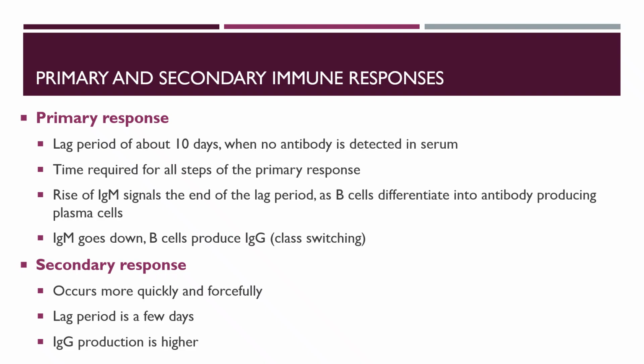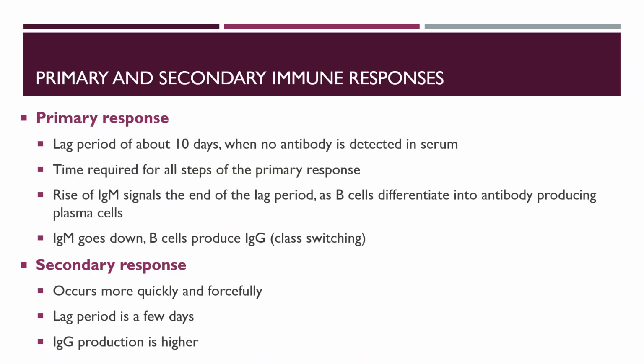There's a rise in the IgM signal that ends at the lag period as the B cells differentiate into antibody producing cells or plasma cells. The IgM levels go down and the B cells produce IgG through class switching. The secondary response that we talk about occurs much more quickly and forcefully. The lag period is only a few days, and IgG production is much higher.